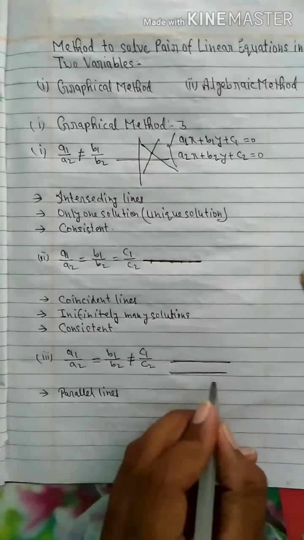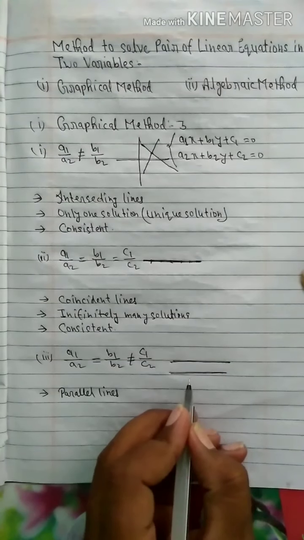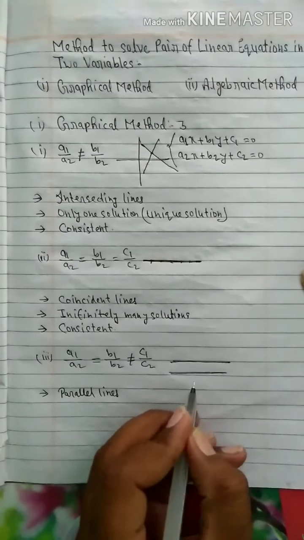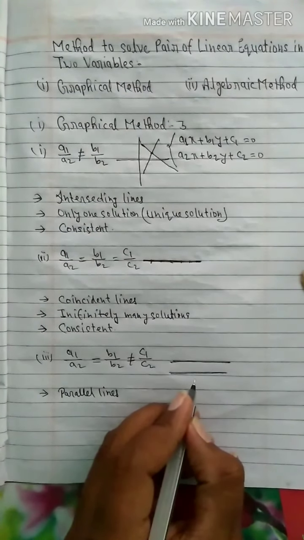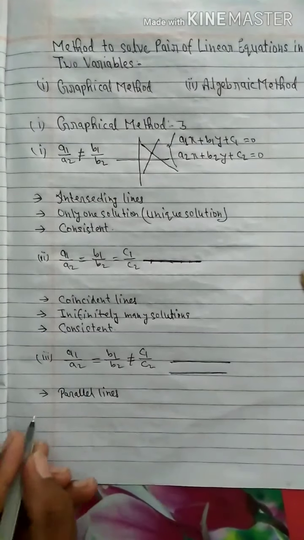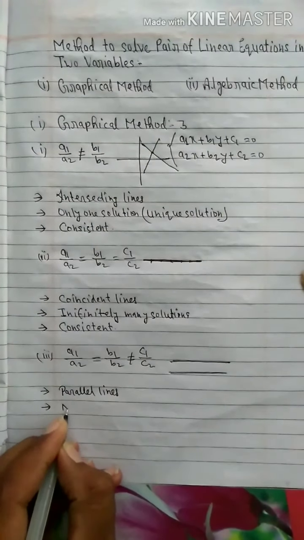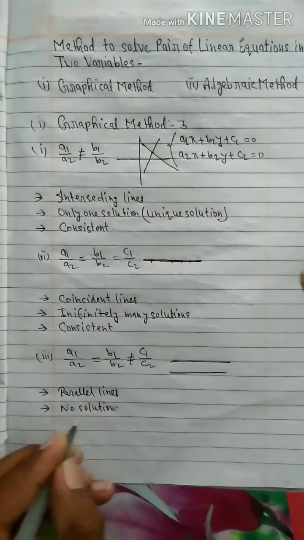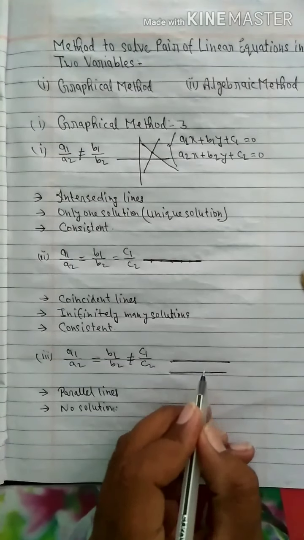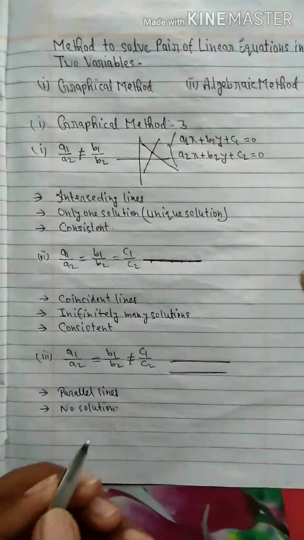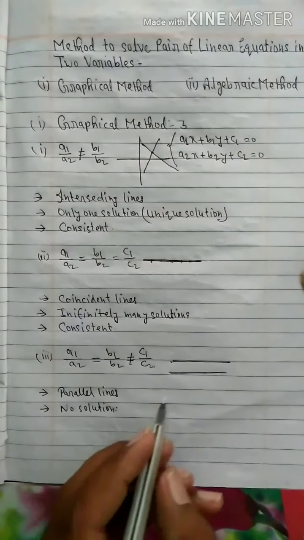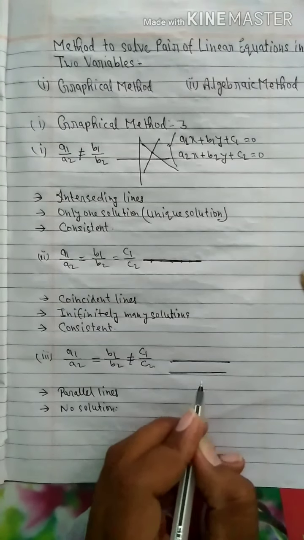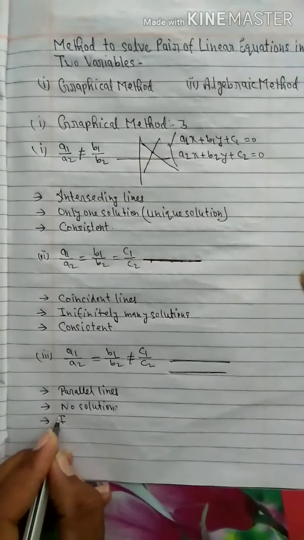And now both lines do not intersect at any point, so there is no solution of the equations. So here, no solution. स्टूडेंट्स यहाँ पर दोनों लाइन एक दूसरे को कट नहीं कर रहे हैं, इसलिए यहाँ पर हमारा कोई भी सॉल्यूशन नहीं होगा. सो नो सॉल्यूशन. And such type of equation, when we do not get any solution, is called inconsistent.